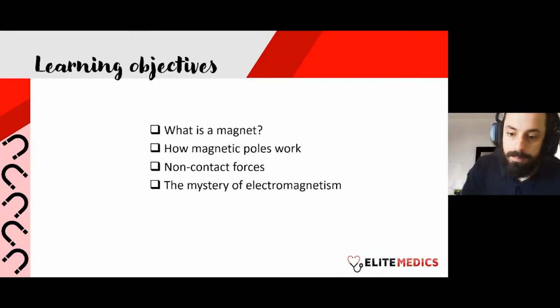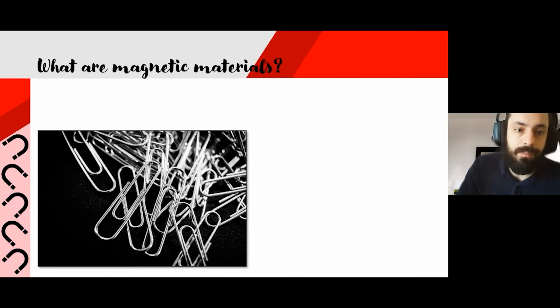Okay, so we've covered all of these 4 subtopics and learning objectives. What's a magnet, how magnetic poles work, non-contact forces, and the mystery of electromagnetism. Now, what are magnetic materials? You've got a photograph there. What do you think will happen if I bring a magnet close to these paper clips? What do you think will happen to the paper clips, guys? Write your answers in Microsoft Teams chat.